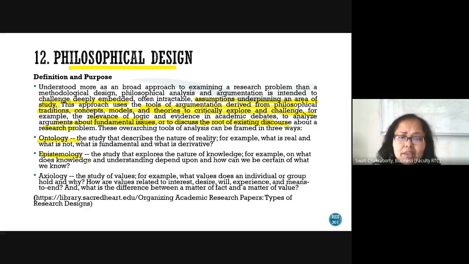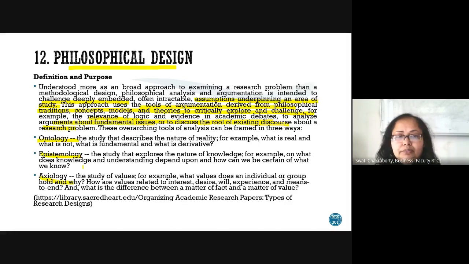Second is epistemology, which is a study that explores the nature of knowledge. That is, on what do knowledge and understanding depend? How can we be certain of what we know? Third is axiology, a study of values. Say, for example, what values does an individual or group hold and why?